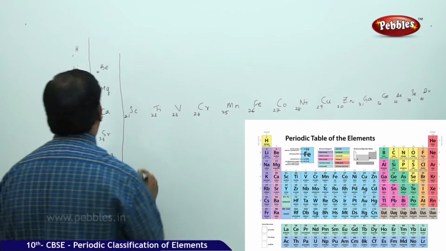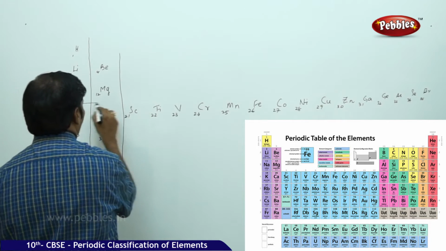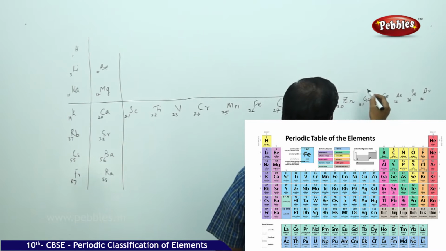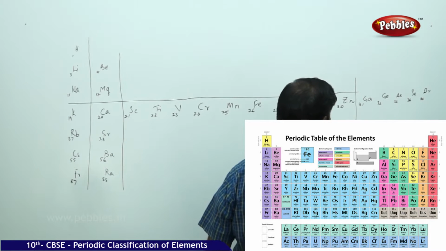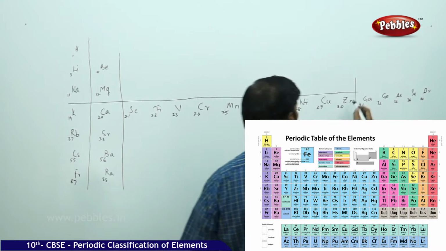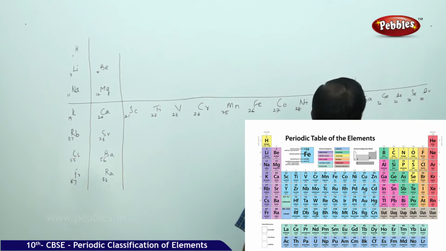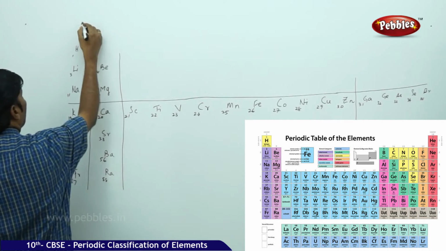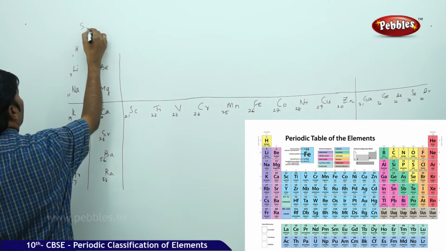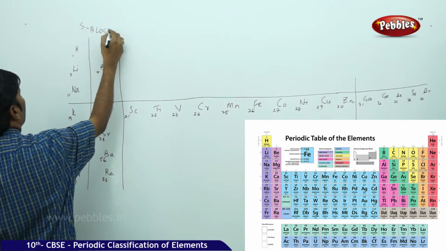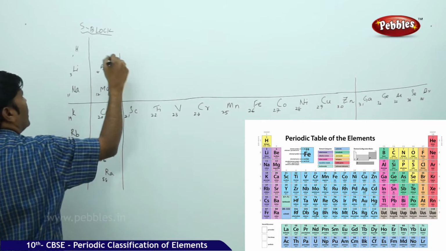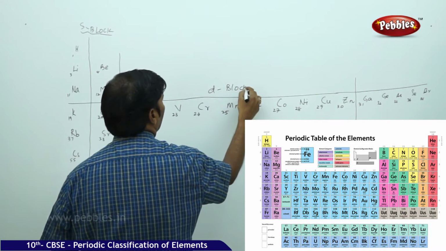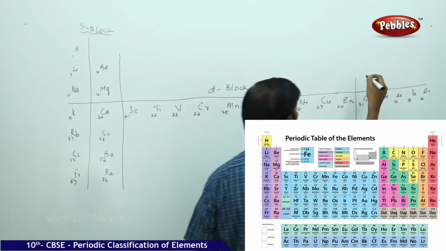If I draw a horizontal line like this, and one more horizontal line like this, then all this comes under the P block, this comes under the S block, all this comes under the S block, this comes under the D block, and this comes under the P block.